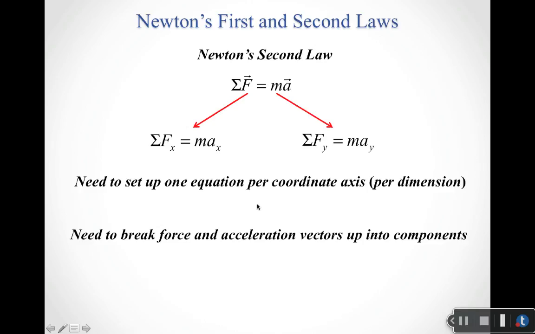So this means two things. One is we're going to set up one equation per coordinate axis, just like we do with any vector problem. And then the second thing is that we need to break force vectors and acceleration vectors up into components. And we'll see that when we take advantage of the direction of the acceleration, we're going to break up the acceleration vector in a very specific way each time. And then once we've picked our coordinate system, we'll break up the force vectors based on our choice of coordinate system. So this is the basic structure that we're going to use in working a Newton's second law problem.